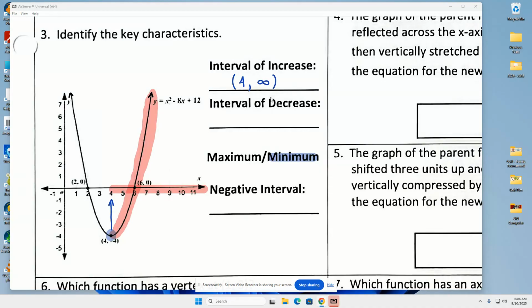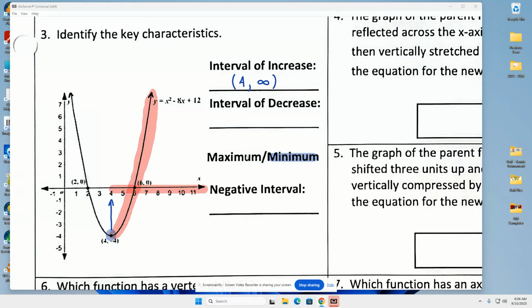We've already done all this. Now let me answer a quick question. Why don't I use a bracket? Because technically it's not increasing at 4. It's increasing as it leaves 4. So that's why we use a parenthesis. We don't use a bracket.